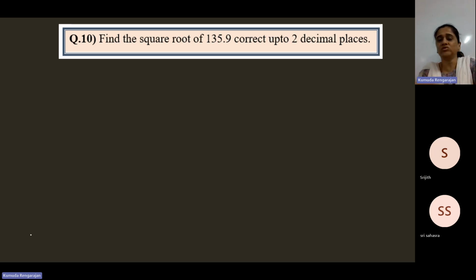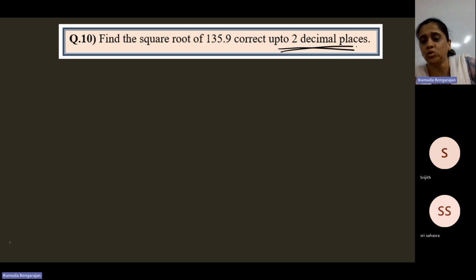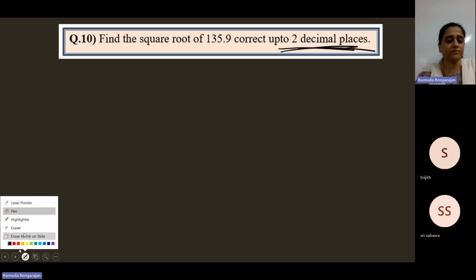They have not asked you to use a long division method, but you have to use a long division method because it's not a perfect square. And also, you can see the last part of the question, up to 2 decimal places. So all this says long division method.